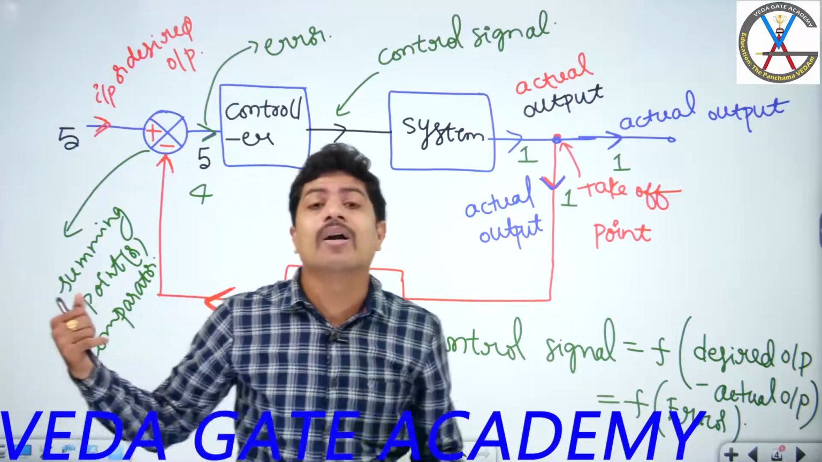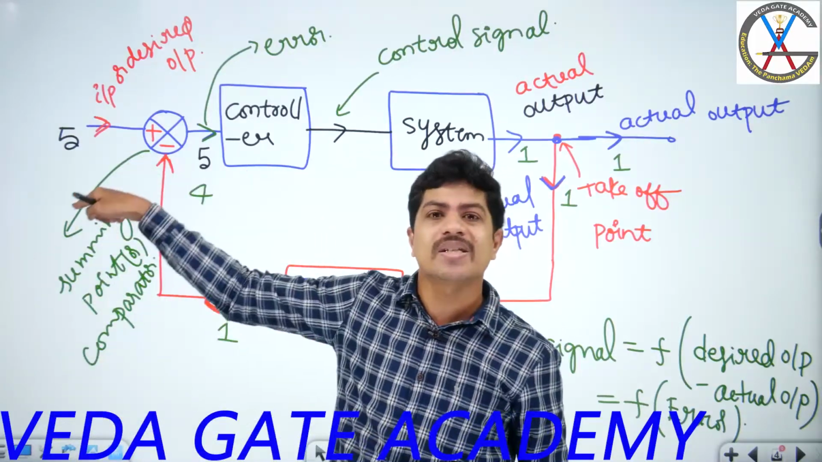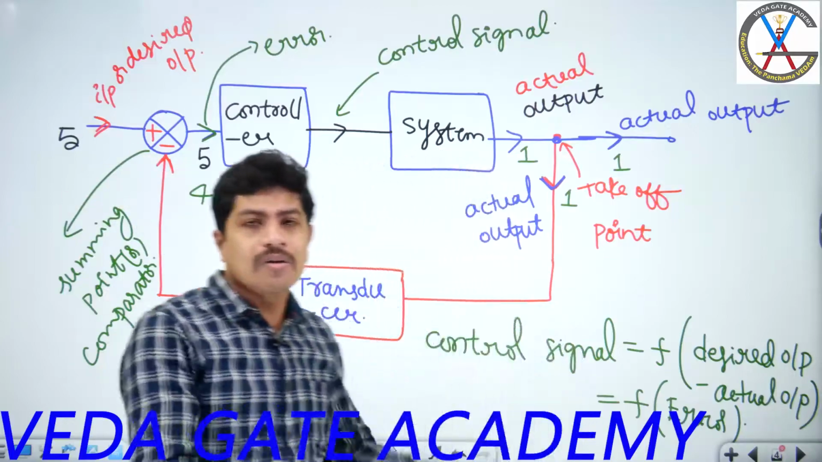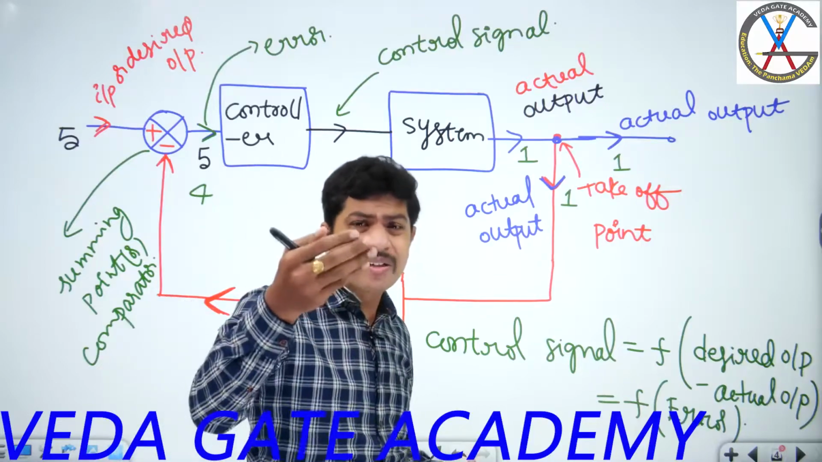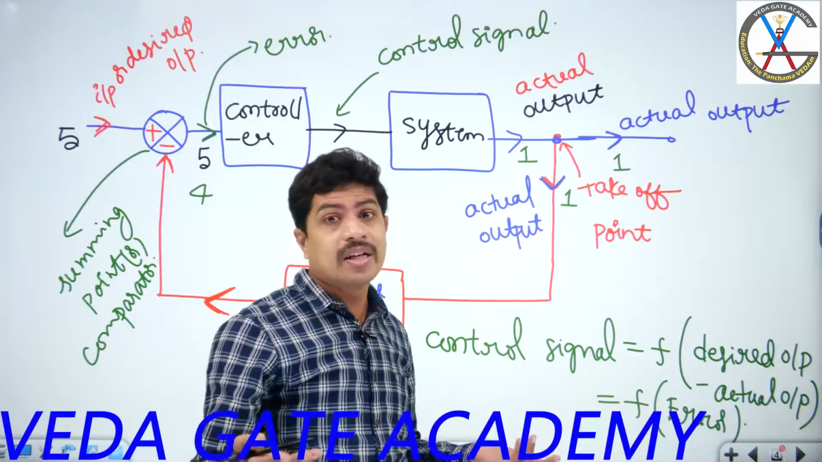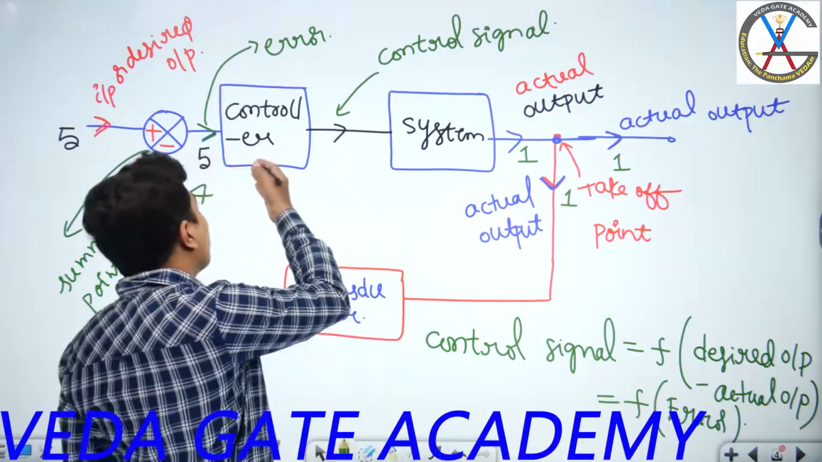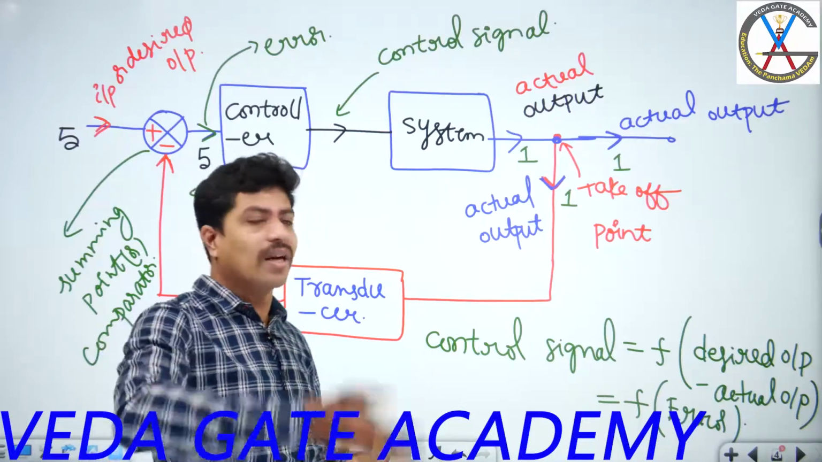Why? Because control signal is present or not? Yes, control signal is present. Why? Because error is present. Depending on the error, control signal is present. If error is 0, then control signal will be 0. Otherwise, some magnitude of control signal is present. That control signal will move the lift further.